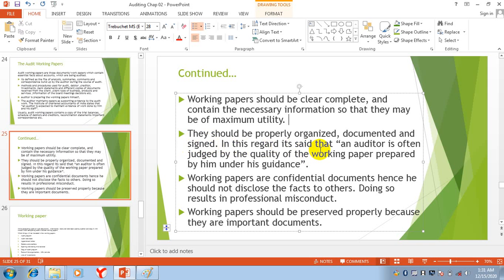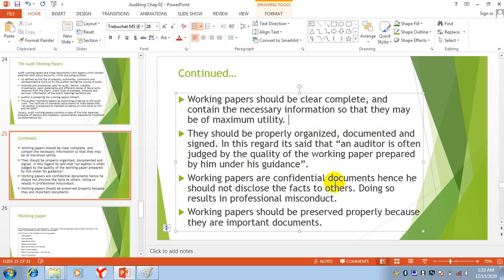In this regard, it is said that an auditor is often judged by the quality of working papers prepared by him under his guidance. Keep in mind, you can analyze the quality of the audit work by the working papers maintained by the auditor. If he maintained his working papers properly, that is, properly organized, documented, and signed, this shows the quality of the auditor.